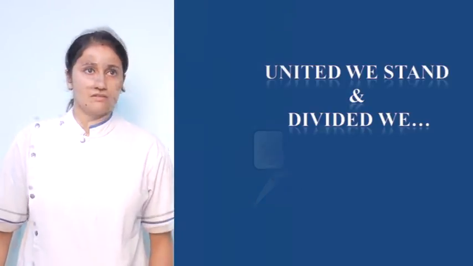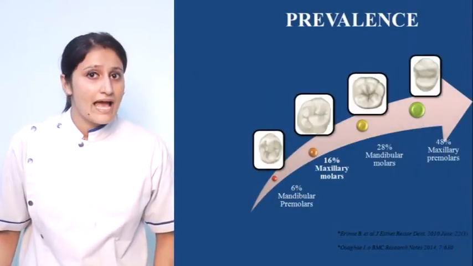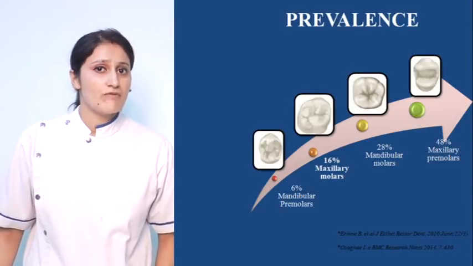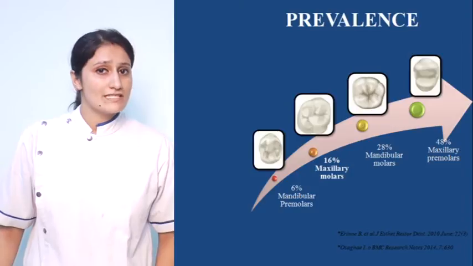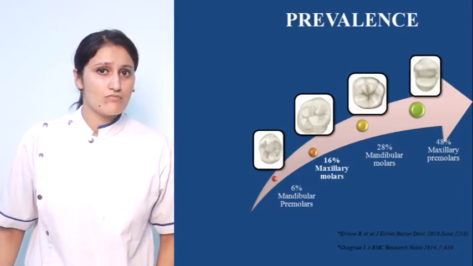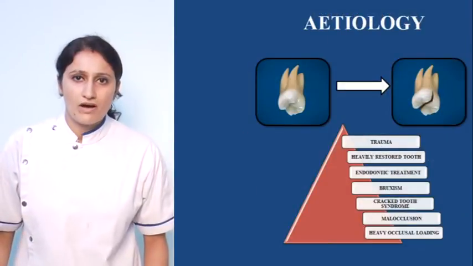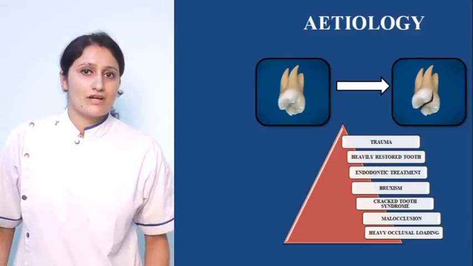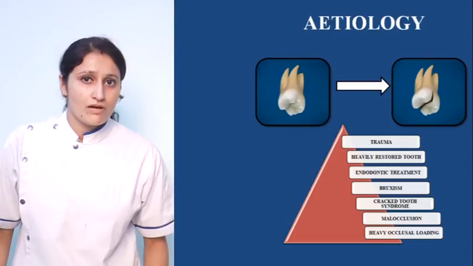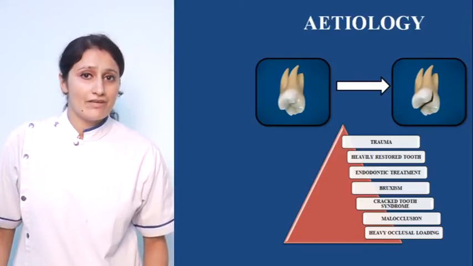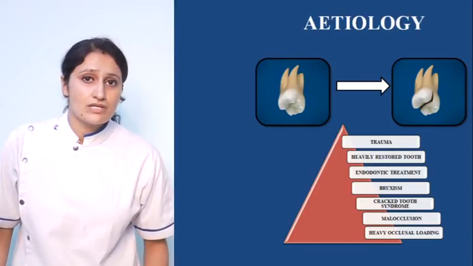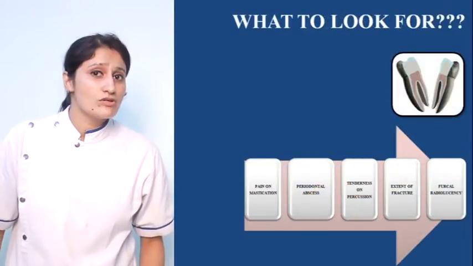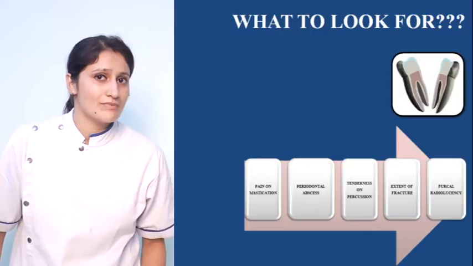Maxillary second premolars and mandibular first molars are the most common teeth to be affected by vertical split, with only 16% incidence in maxillary molars. Trauma, heavily restored teeth, endodontic treatment, bruxism, cracked tooth syndrome, malocclusion and heavy occlusal loading are the various reasons for vertical splitting of teeth.